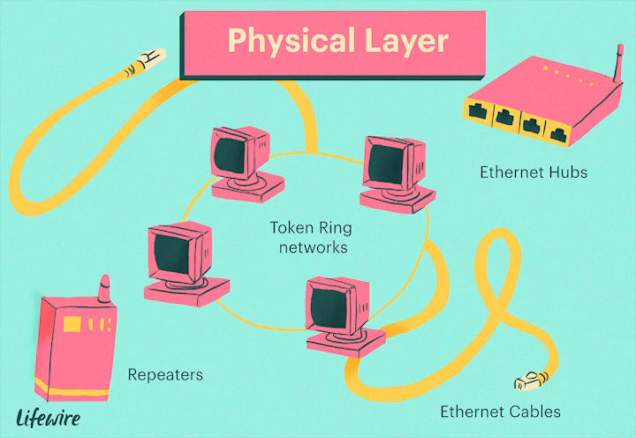Conclusion: the OSI model provides a structured way to understand how data flows across a network. Each layer has a distinct role, ensuring smooth and reliable communication. By understanding these layers, network professionals can troubleshoot and optimize networking processes effectively.